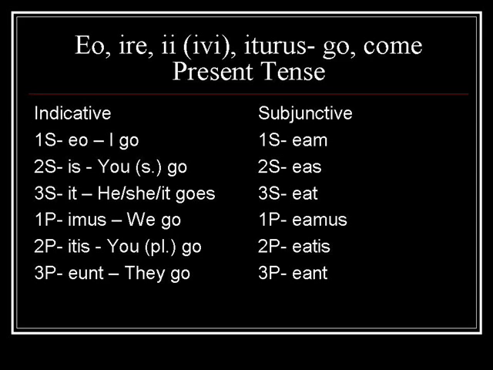In the subjunctive form, the stem e shows up in all forms and has the stem vowel a, like pono, and the subjunctive conjugates eam, eas, eat, eamus, eatis, eant.